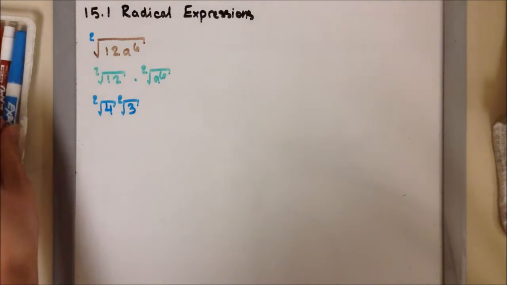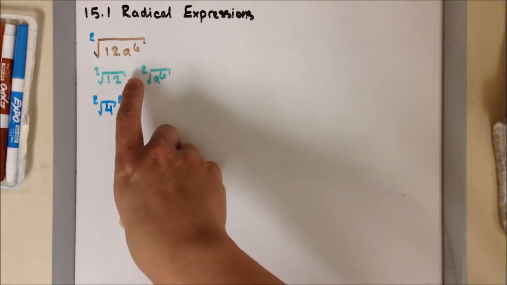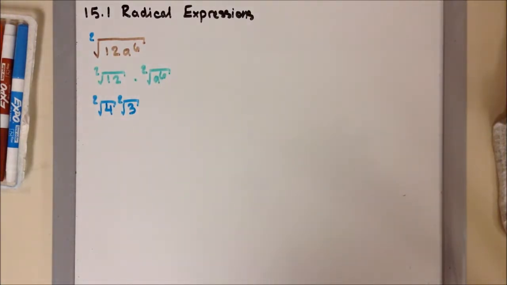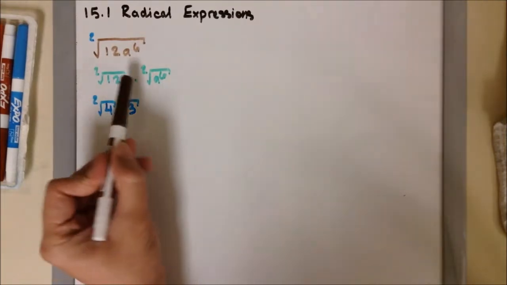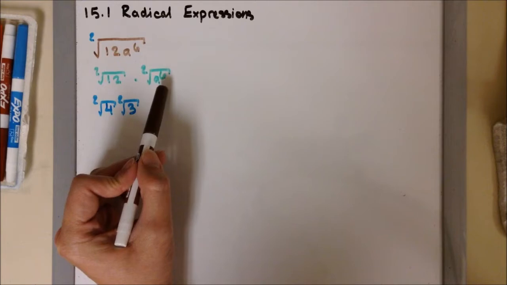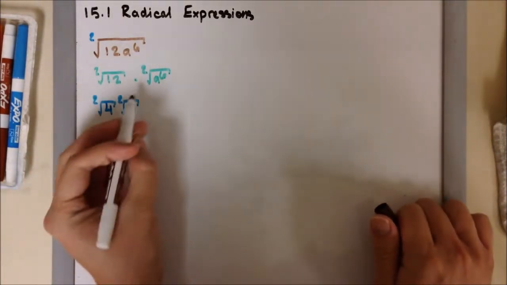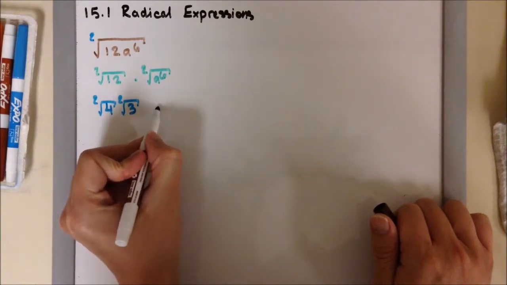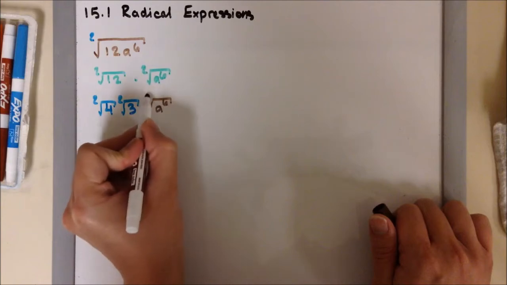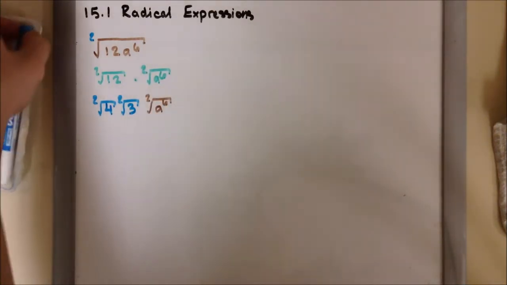And then for the variable, now you're going to compare the index with the exponent that's inside the radical. So basically my question is, can the index, the 2, go into 6 as a whole number? Which it can. So I'm going to first leave it like this as the square root of a to the 6th power. And then I'm going to focus on simplifying the parts that I have down here.